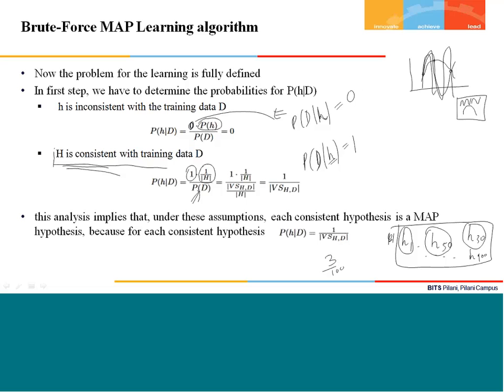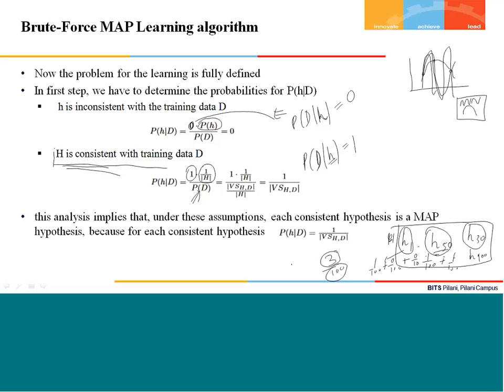The probability that I see the data by H1 is 1 by 100. The probability that I will see the data by H2 is 0 by 100. The probability of seeing the data by H3 is 0 by 100. And when H30 comes, it is 1 by 100. These are the prior probabilities, right? And H50 is 1 by 100. So finally, the probability of seeing the data independent of hypothesis is those hypotheses which are consistent with the data divided by the total hypotheses in the space.